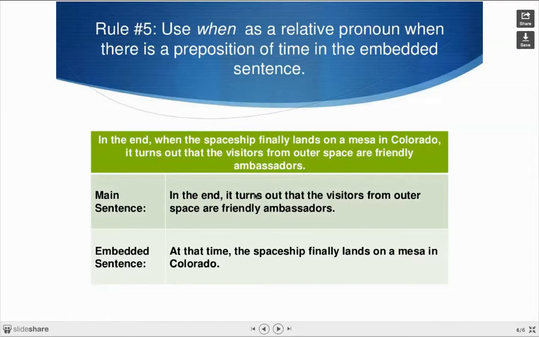So here's your main sentence. In the end, it turns out that the visitors from outer space are friendly ambassadors. So at that time, or in the end, that time at the end, the spaceship finally lands on a mesa in Colorado. This is your embedded sentence, and here you see there's a preposition of time in the embedded sentence, and that is why you use when as a relative pronoun.